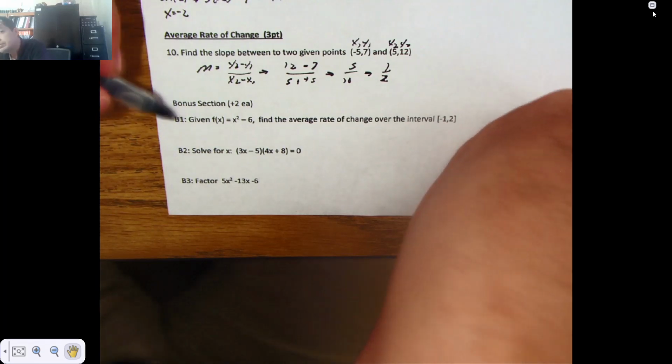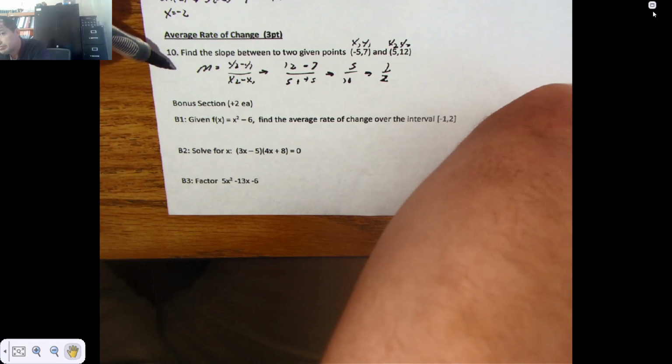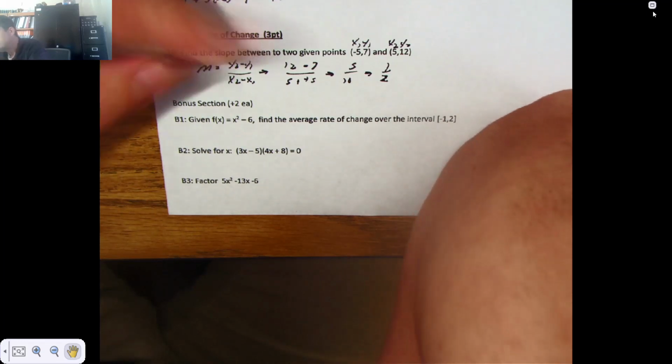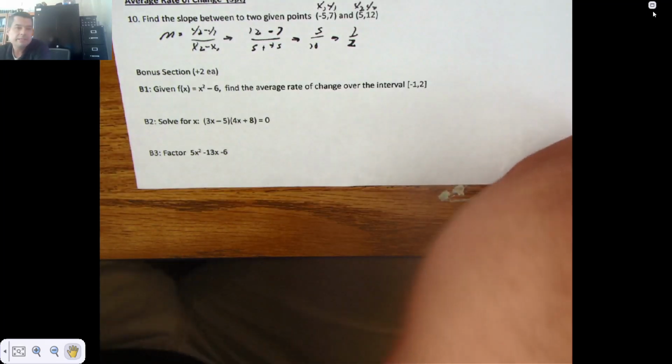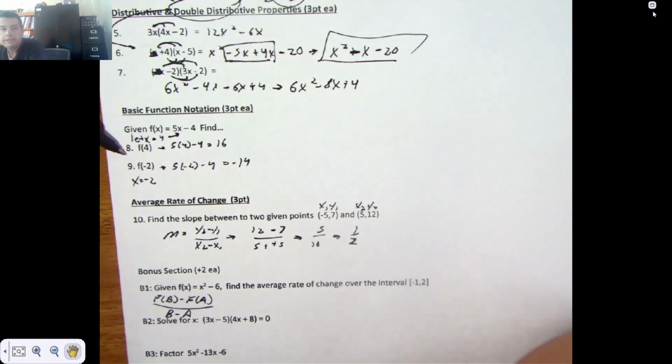Like this little bonus question right here. By the time you hit basics 3, it's a quiz question. So you need to figure it out. Given f of x is x to the second minus 6, find the average rate of change over the interval from -1 to 2. There's a formula for average rate of change, and it is f of b minus f of a, sitting pretty over b minus a.